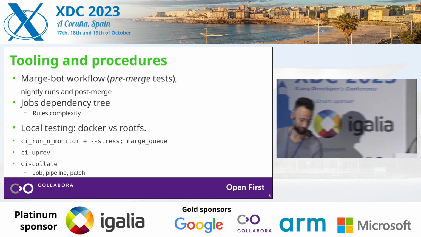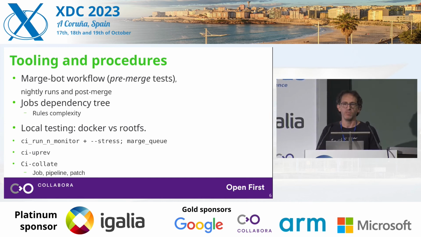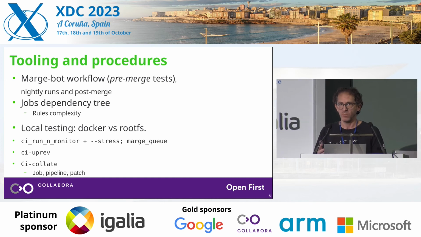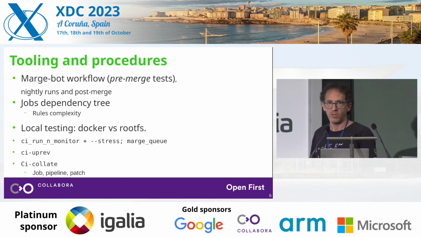Probably you know that we have this Marge bot, and the workflow for the merging system is that we assign to Marge, and then we pass the tests. We also use the nightly runs and these post-merge things, and the complexity of the rules to decide which jobs should be triggered or which jobs should be available is something that we are refining.